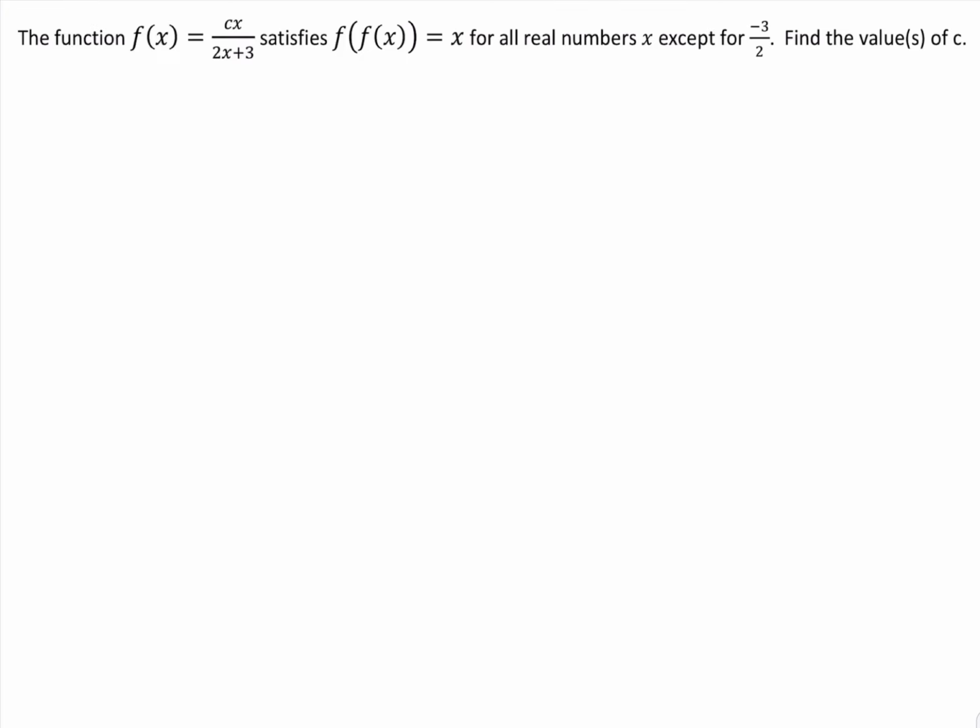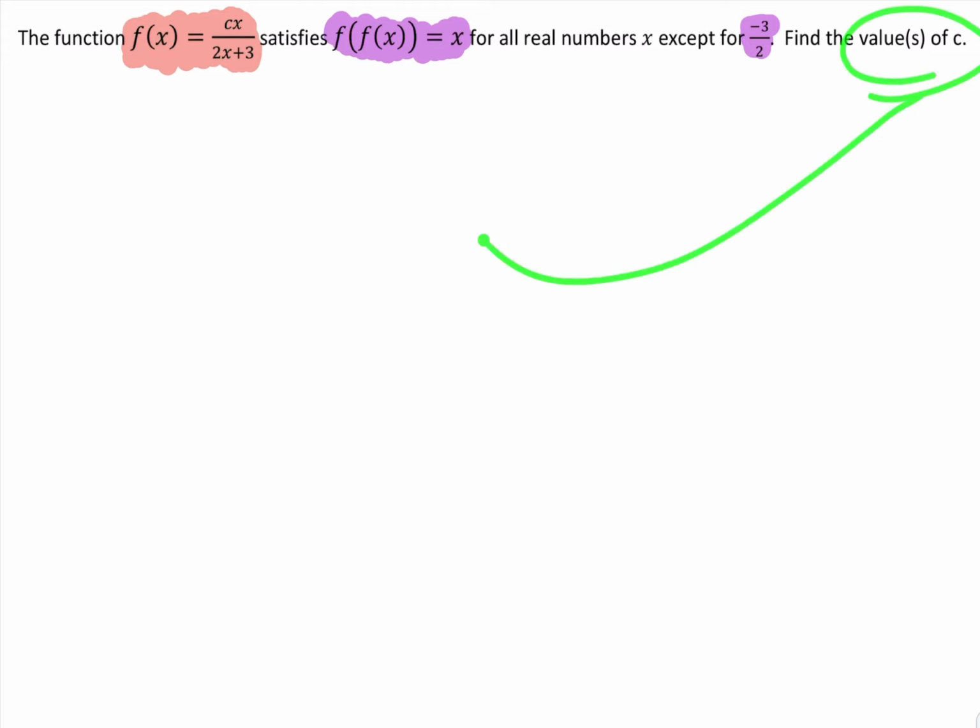All right, we want to take a look at this question here. In this question, you are given a function f(x), which is defined to be cx over 2x plus 3. And you know that f composite f at x is equal to x for all real numbers, with the exception of negative 3 over 2. Obviously, that's given to you because then you'd be dividing by 0. They want you to find the value or values of c that make this happen.